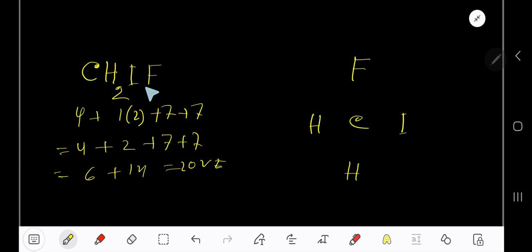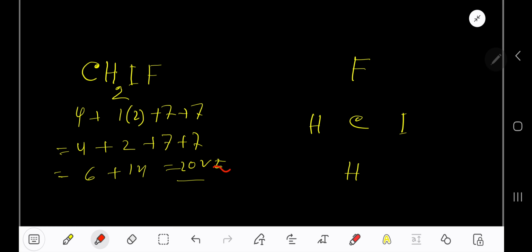CH₃IF Lewis structure. This is called fluoroiodomethane. Carbon has 4 valence electrons, hydrogen has 1 multiplied by 2 as we have 2 hydrogen atoms. Iodine has 7 valence electrons, fluorine has 7. So totally we have 20 valence electrons.